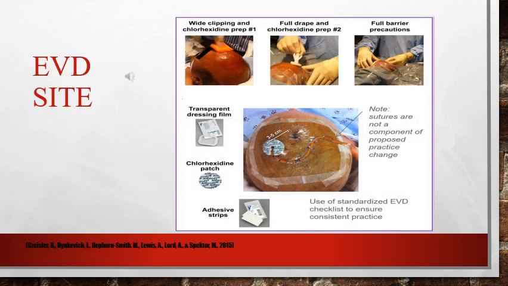This is just an example of what an EVD site looks like. These are the recommendations, and it's actually a really good slide. Evidence-based practice shows that this is what we should be doing. And if you look right there in the middle, you can see that on this particular EVD, it's stapled. It's not necessary. What it says right there: note, sutures are not a component of proposed practice change. So it's not like there's something wrong because those are stapled. It's physician preference. And you can see where the biopatch is 3 to 5 centimeters away from where he actually tunneled in to insert his EVD.